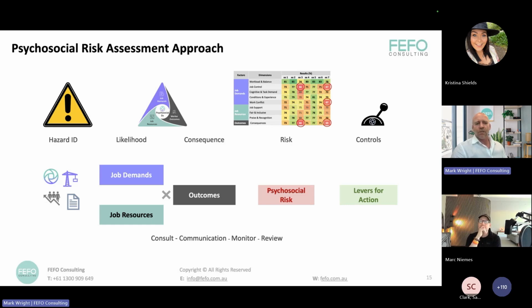So if we use the concept of hazard ID, inputs could be achieved through survey, observations, or any other sort of review of the workplace. As you start thinking around likelihood and consequence, again, have a think about the job demands and job resources, any sort of mismatch there, and what that means around potential likelihood and exposure.